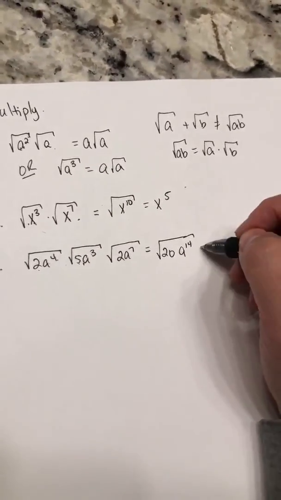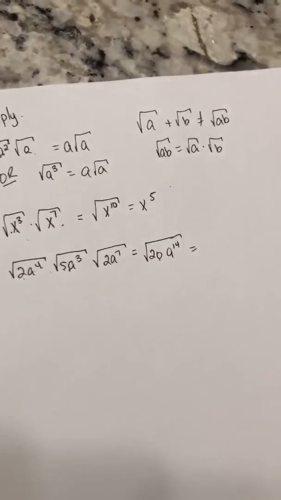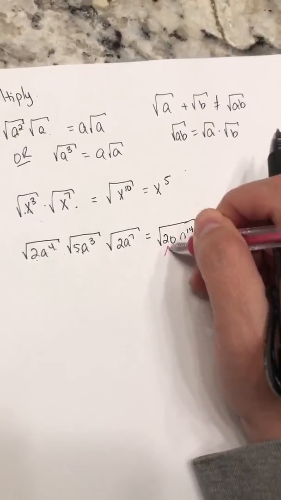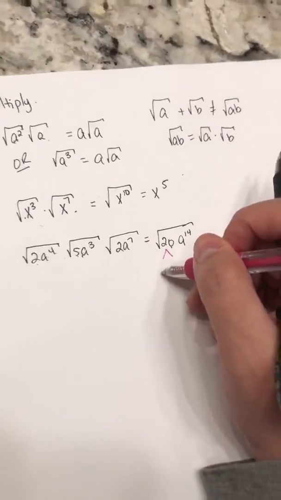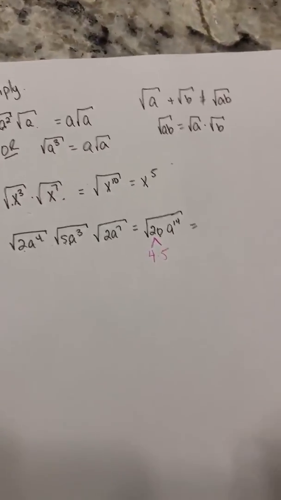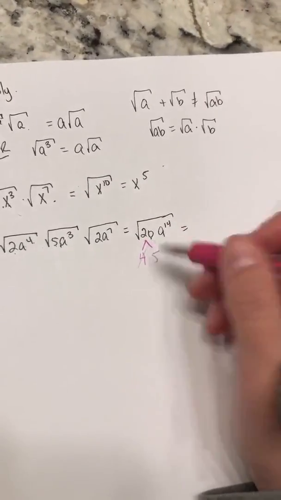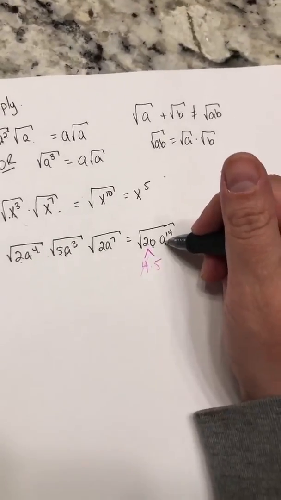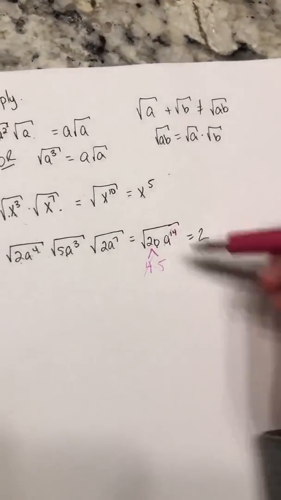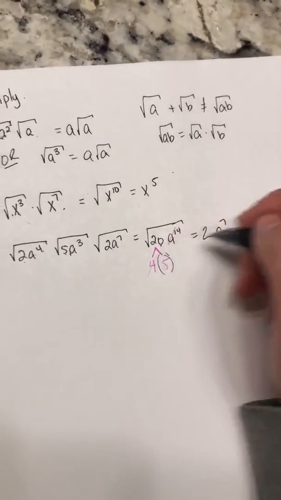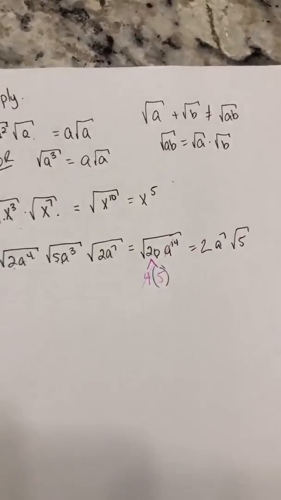Now you simplify that. So 20 you can simplify. If you want to take the perfect square out of a number, you want to figure out what perfect square goes into that number. So for 20 it's 4. So 4 times 5 is 20. So the square root of 4 is 2, so I can get rid of that. The square root of a to the 14th, 2 goes into 14 7 times, so I can get rid of that. So I've got a to the 7th, and then all I've got left is the square root of 5.